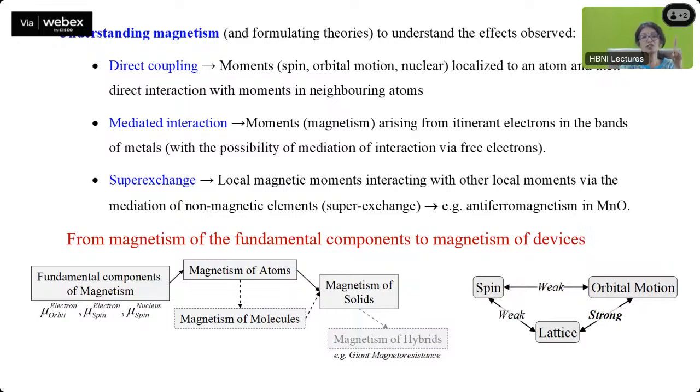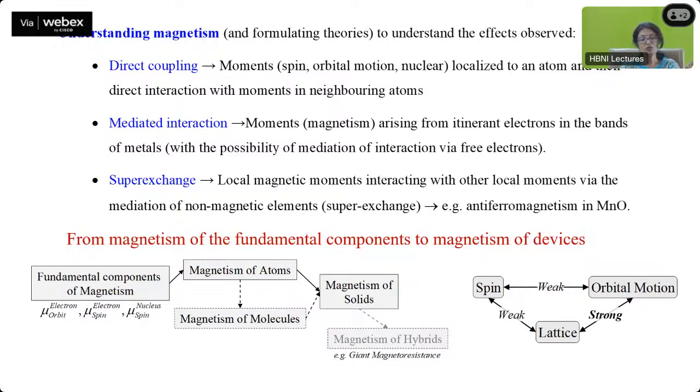Another is super exchange. Here, a local magnetic moment interacts with other local moments, and the mediation is via non-magnetic elements, which is why we call it super exchange. You have a magnetic material, then a non-magnetic material, followed by another magnetic material. Then you mostly get antiferromagnetism, as you see in manganese oxide. That is a result of super exchange, where manganese and oxygen are present in alternating layers. One is magnetic, the other is non-magnetic.